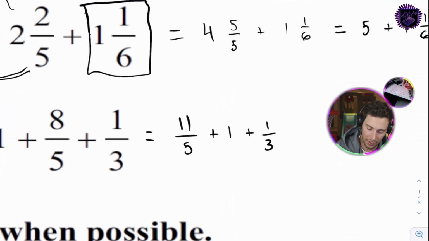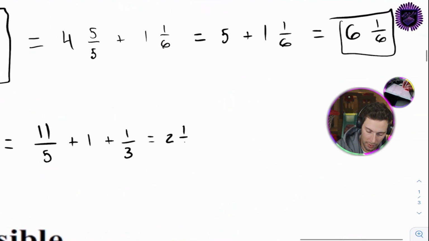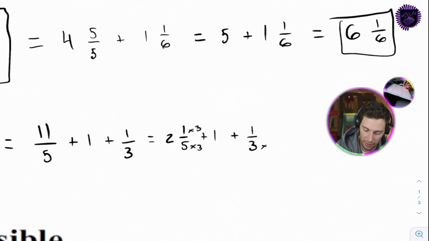Now, the next step is I'll multiply by 3. What I'm going to do instead, I'm going to take out my two groups of 5 in here. So equivalent again, 2 and 1/5. 2 and 1/5 plus 1 plus 1/3. Now I can do common denominators, so it's going to be times 3 times 3 times 5 times 5.